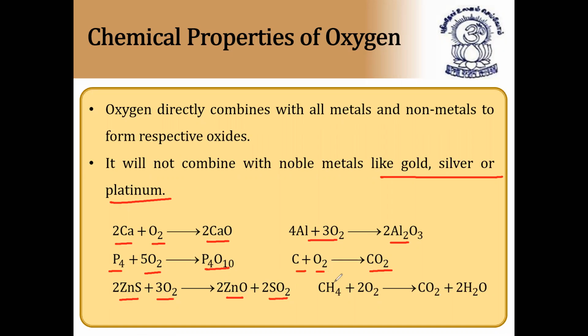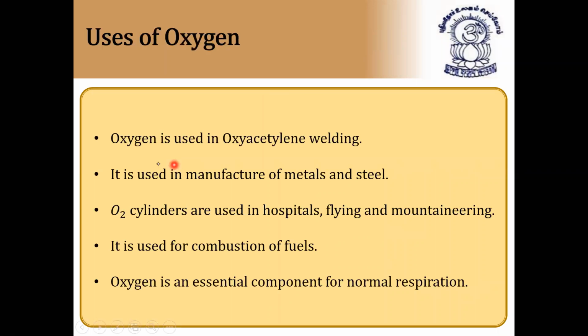Carbon on oxidation gives carbon dioxide. And CH4, that is methane, or any organic compound, when burnt in air or oxygen, forms carbon dioxide and water. So these are the chemical properties of oxygen. It's very easy. As oxygen is highly reactive, it will combine with almost all the metals and non-metals and form their respective oxides. With metals it forms metallic oxides, with non-metals it forms non-metallic oxides. Already you know metallic oxides are basic in nature, non-metallic oxides are acidic in nature. We have seen in the previous session the nature of oxides, that is acidic oxides, basic oxides, neutral oxides, and amphoteric oxides.